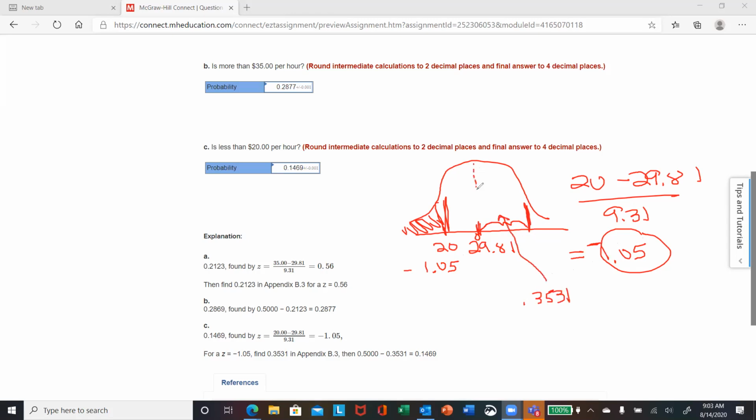And again, keep in mind, it's the half probability table. To get the corresponding area to the right, which is the same as the area to the left, you just have to take 0.5 and subtract out that 0.3531. And of course, that's going to give you the 0.1469. So again, let me just go back for a moment. I'm going to show you again where you find that 1.05.